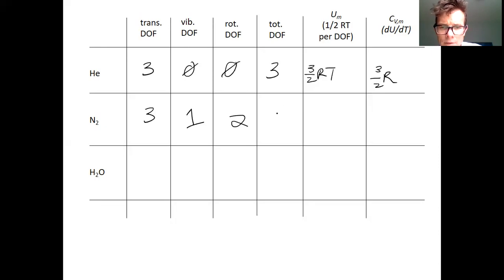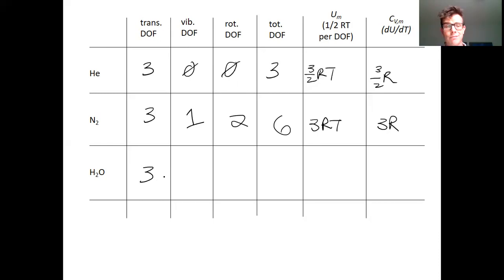Add them up, check my math on this, but I'm pretty sure it's 6. I get 1/2 RT per degree of freedom. So that's going to give me 3 RT. When I calculate CVM, I get 3R. I take this derivative with respect to temperature and I get 3R. Water.